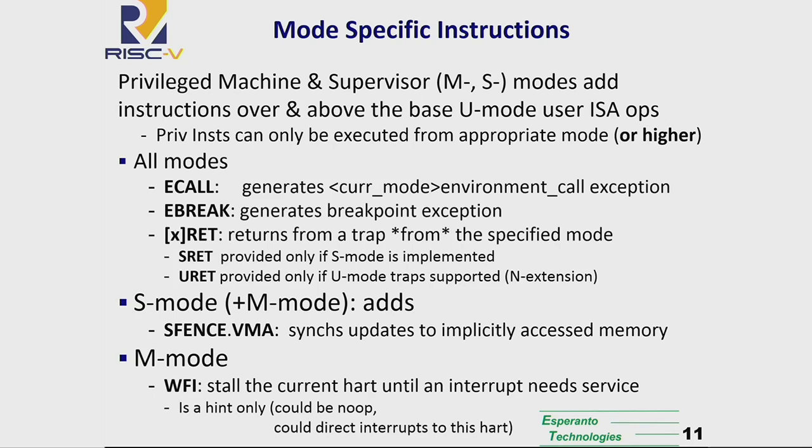In machine mode, we add one more instruction, which is wait for interrupt. That stalls the current thread until an interrupt needs service. You can use it as a hint. That is, it doesn't actually have to do anything at all. You could have it unstall for lots of different events, not just an interrupt. And you can even do things like, if a particular thread is in a wait for interrupt state and you get an interrupt, you can make sure that the hart that's stalled is the one that gets the interrupt.